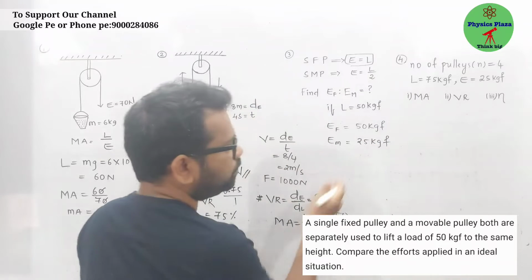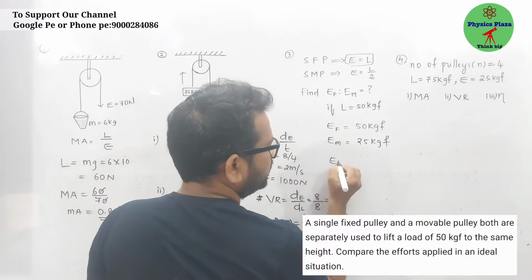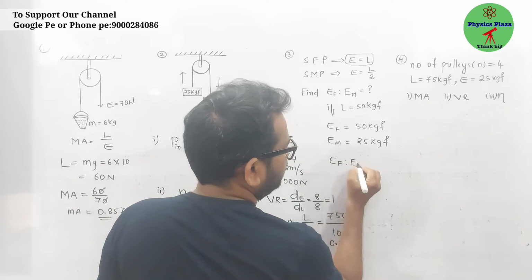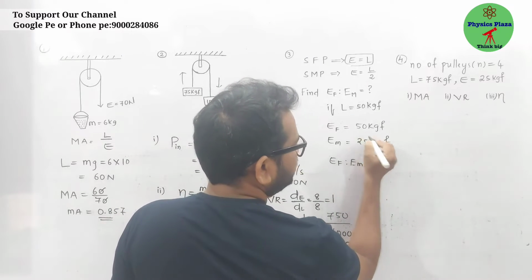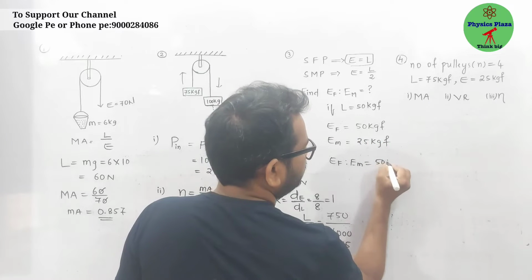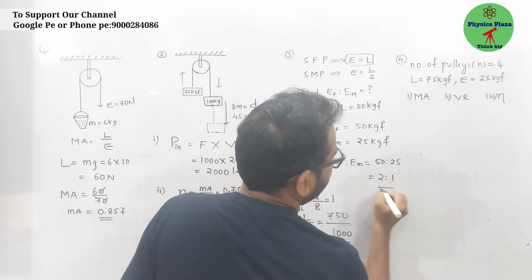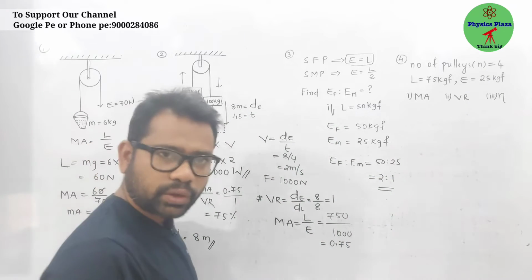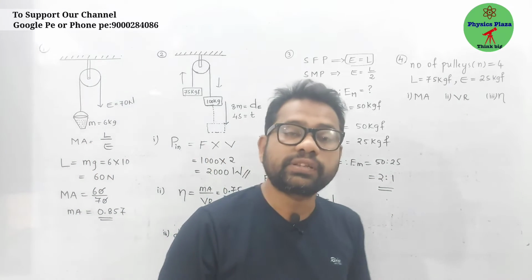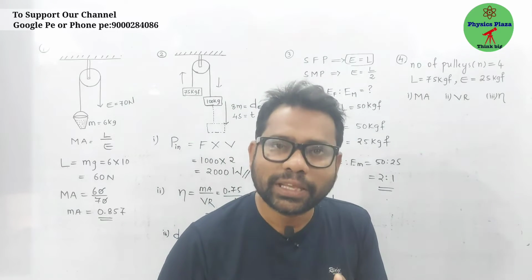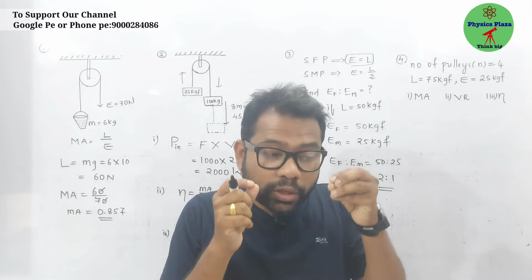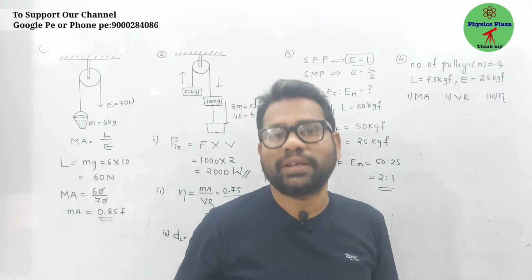25 kgf. Now, ratio means what, children? Very simple. EF is to EM is equal to 50 is to 25. It is nothing but 2 is to 1. Okay? So the effort applied in the case of a single movable pulley is less. That's what a single movable pulley is used as a force multiplier.